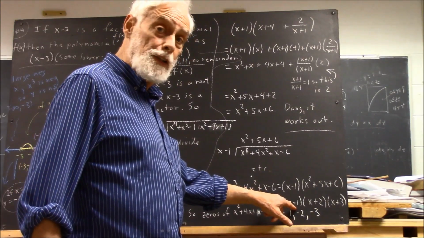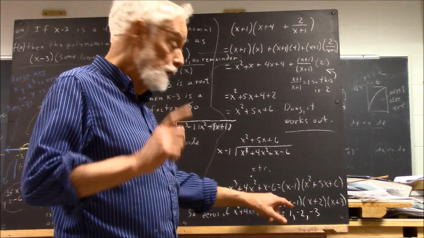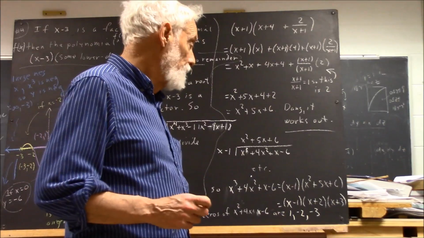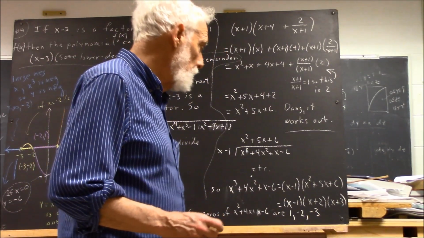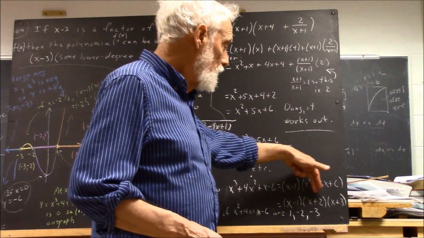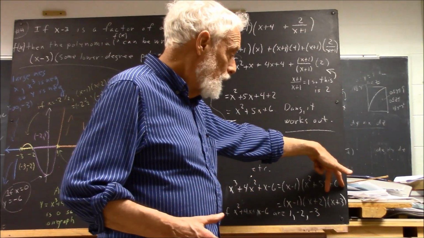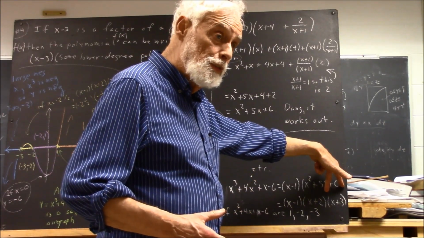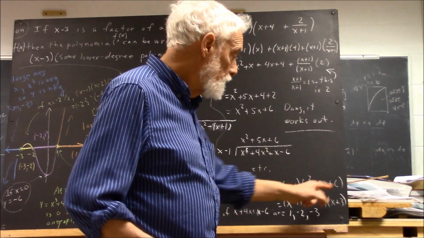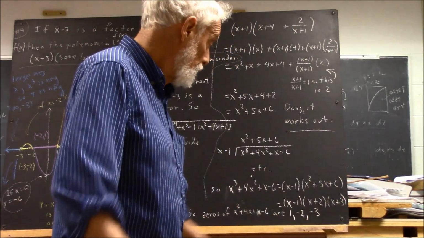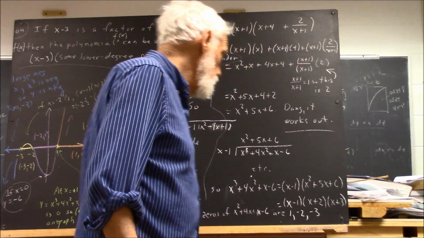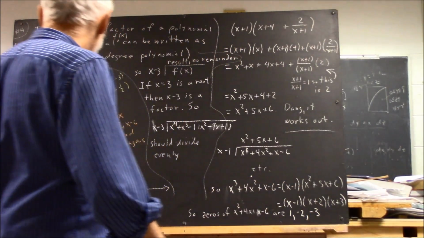From x minus 1, we see that 1 is a 0, because 1 minus 1 is 0, and 0 times all this is 0. And negative 2 is a 0, because that makes this term factor 0. And negative 3 is a 0, because that makes this factor 0. If any factor is 0, the product is 0. So 1, negative 2, and negative 3 are zeros of this polynomial.